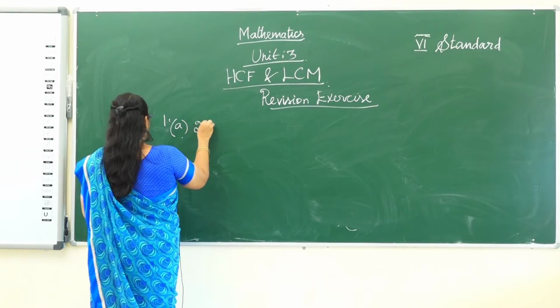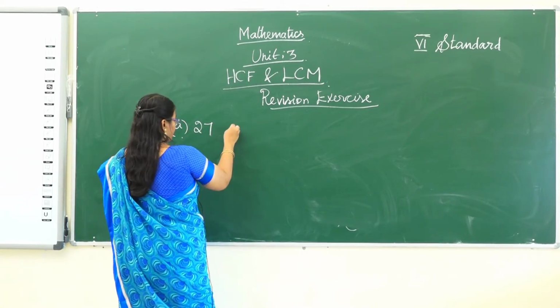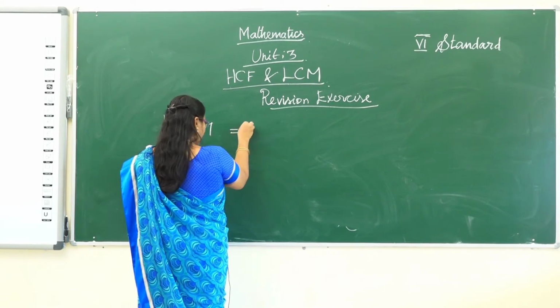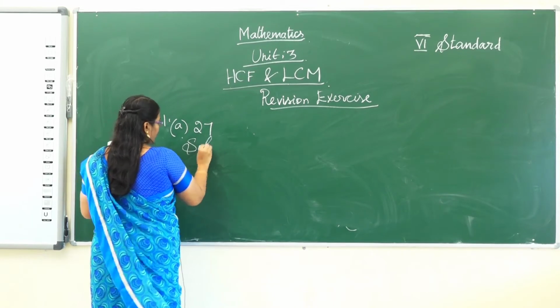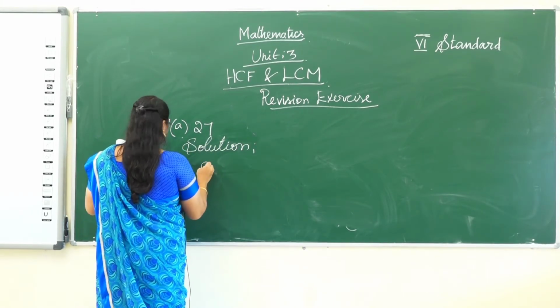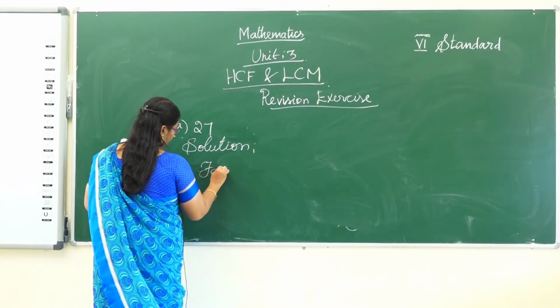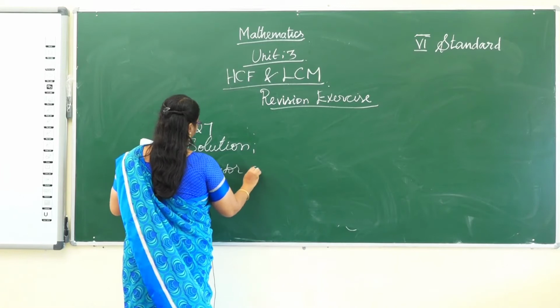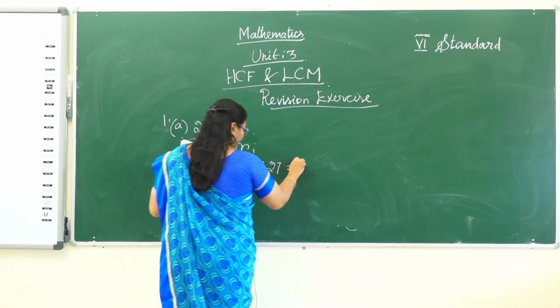So 27 is given. So what are the factors for 27? So it can divide in 1, and also write clearly. Okay. So solution. Factors of 27. Okay, so it is divided by 1.